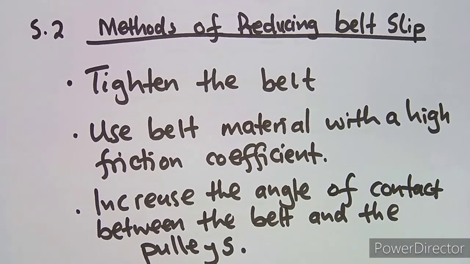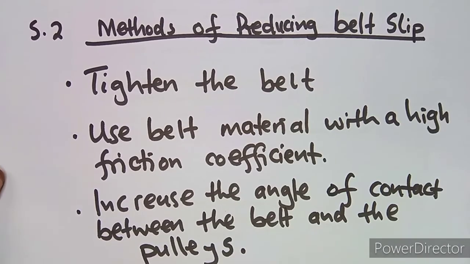Methods of reducing belt slip: tighten the belt, this is straightforward. You have to tighten the belt that you're actually using. Use belt material with a high friction coefficient, so that it can resist much friction. Increase the angle of contact between the belt and the pulleys. Remember, belts and pulleys work hand in hand.